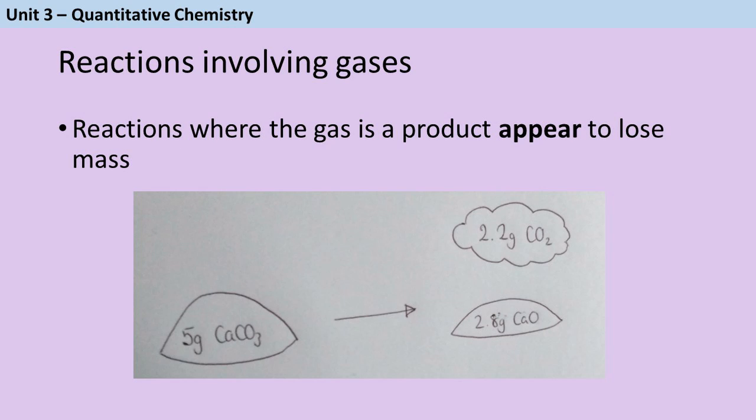Likewise, if I take 5 grams of calcium carbonate and I heat it up until it thermally decomposes, I'll be left with 2.8 grams of calcium oxide, because some of the atoms in that calcium carbonate have been released into the atmosphere and they're no longer being weighed. They still exist, they're just not in my little pot on the weighing scales anymore.